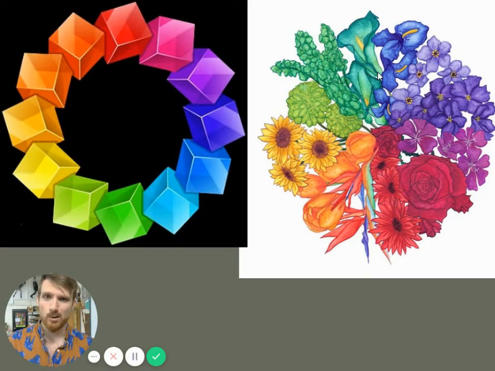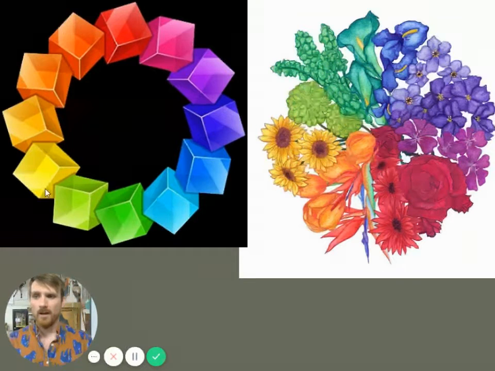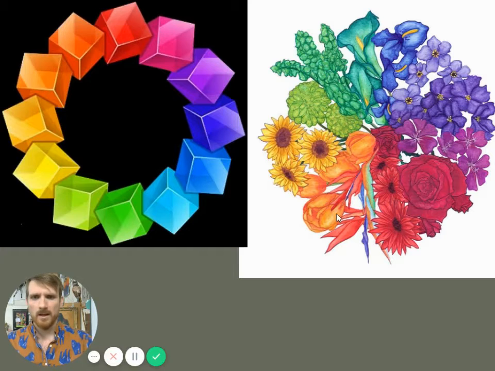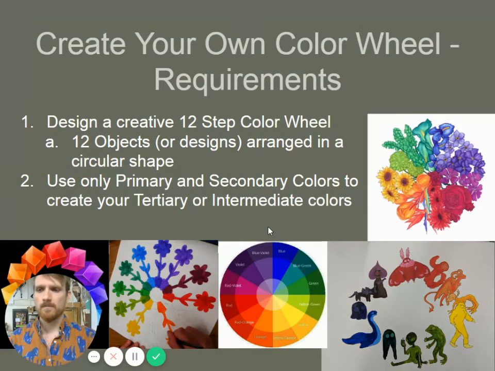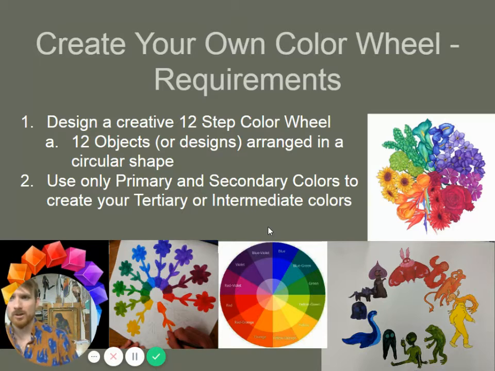Notice that all of these look and feel a little bit different, but they all have that same root in common, where they all have 12 spaces moving around roughly in a circle. And those colors are changing as we move through, whether we're using buildings, cubes, or flowers. So your assignment is to design a creative 12-step color wheel, using 12 objects or designs arranged in a circular shape.